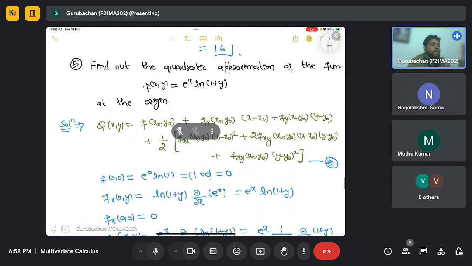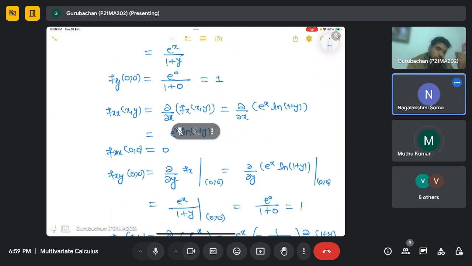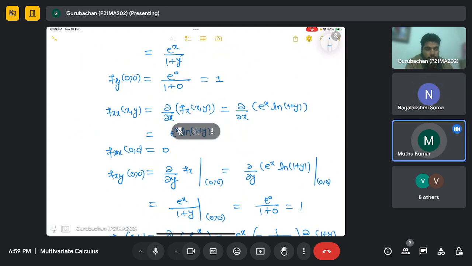So this quadratic approximation of this function is clear to everybody? Hello, yes, please speak. Yes, Muthuji, you are audible. Please speak.